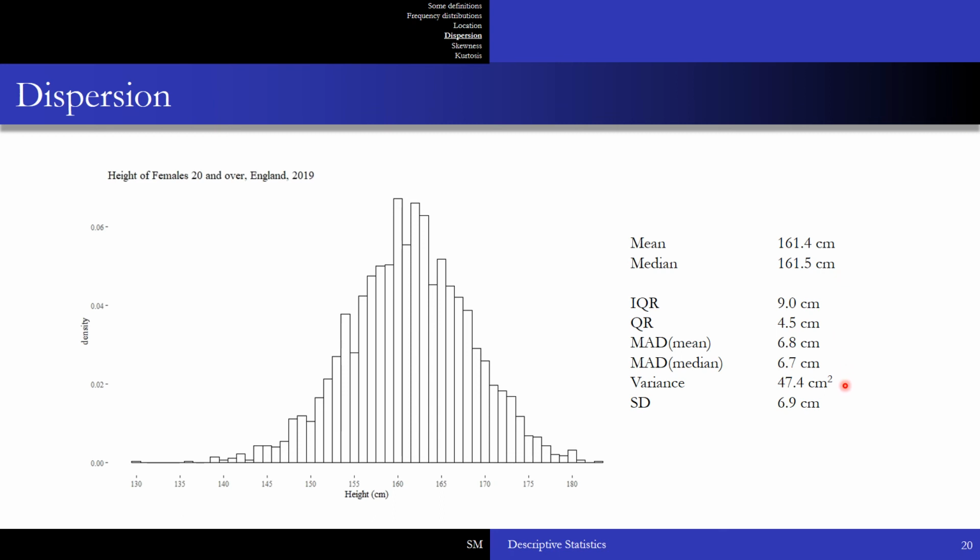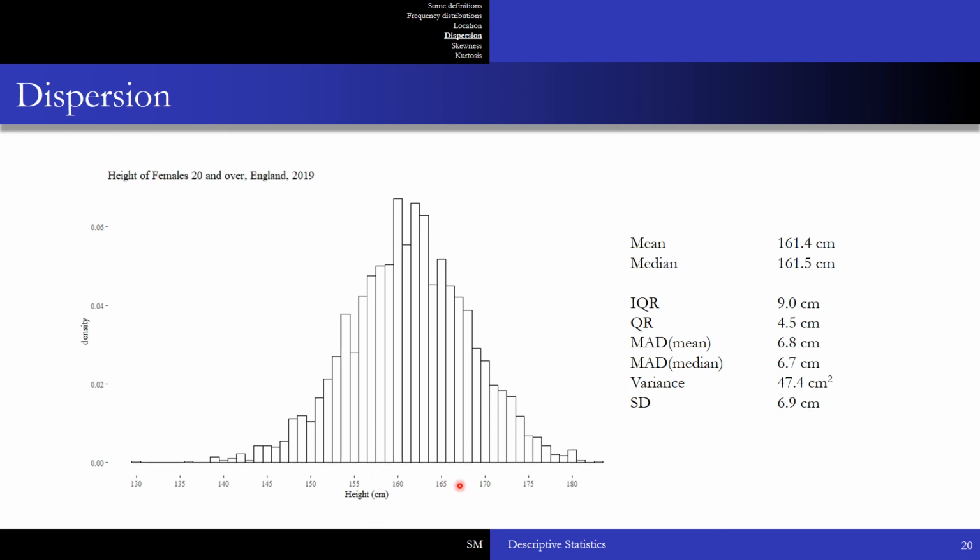The variance is 47.4 centimetres squared. Centimetres squared is a rather horrible metric for height. We'd really like to return it to a more natural metric, so we take the square root. That gives us the standard deviation, which in this case is 6.9 centimetres.